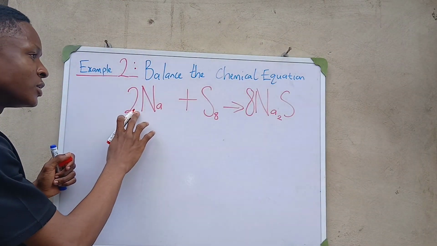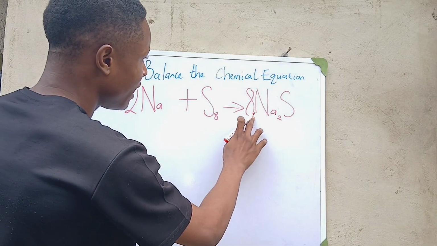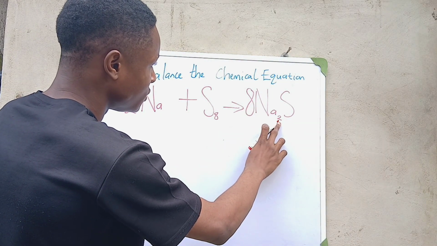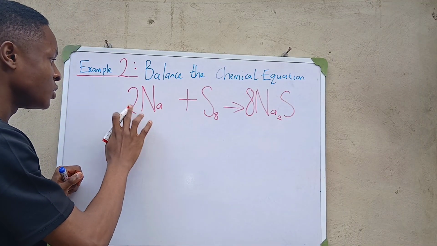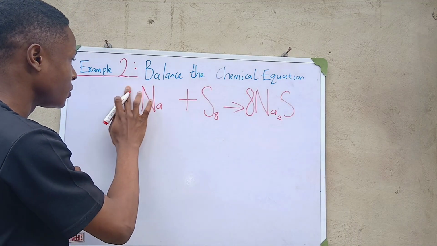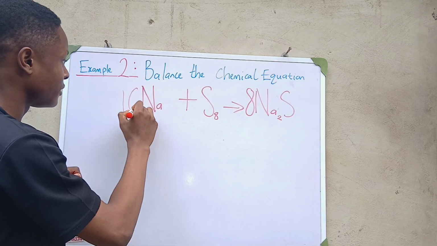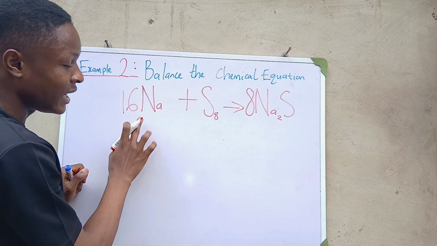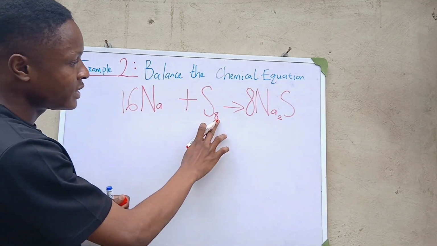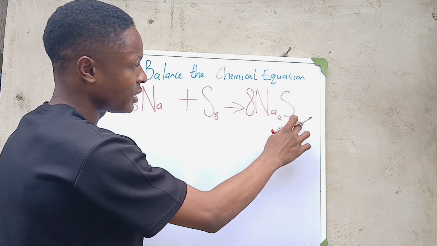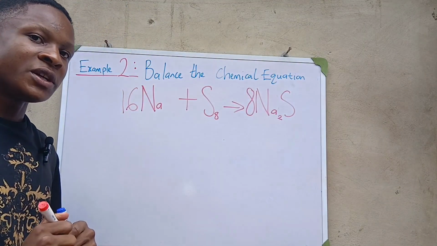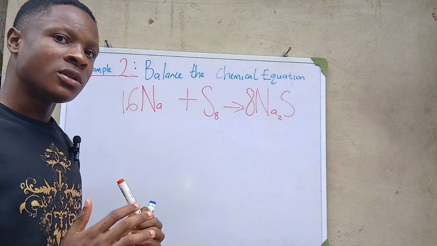But sulfur is now balanced. So we'll go back to this and look at it. We have 16 atoms of sodium here, but 2 atoms of sodium. So we are going to remove these 2 and add 16. So now we have 16 atoms of sodium and 8 atoms of sulfur, and we have 16 atoms of sodium here and 8 atoms of sulfur. So the equation is balanced. I will go to the next example.